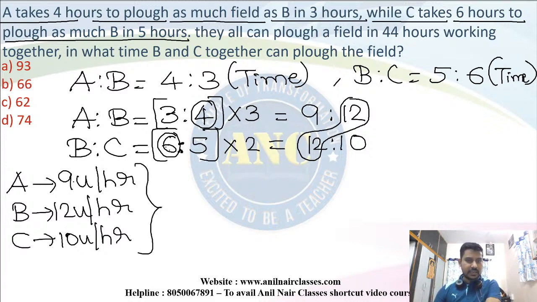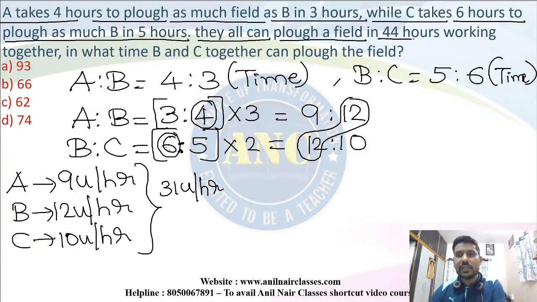From this, I can say that if all the three are working, 9 plus 12 is 21, 21 plus 10 is 31. All three people is 31 units per hour is the total capacity. They all can plug a field in 44 hours working together. That means when all three people are working together, in 1 hour they will distribute 31 chocolates.